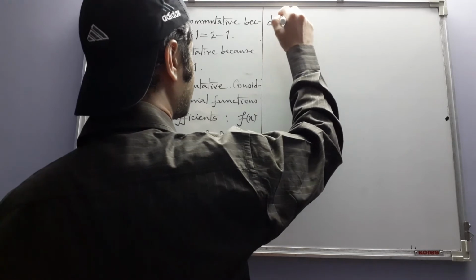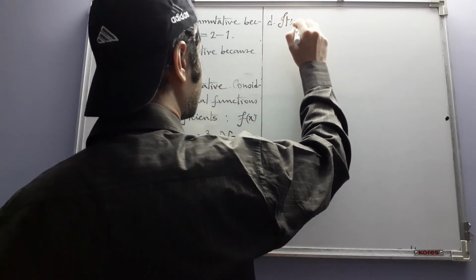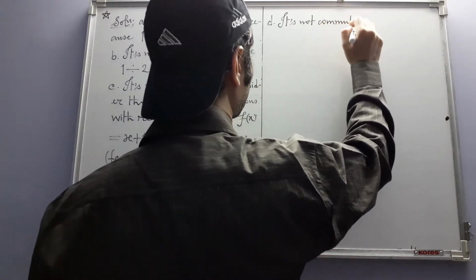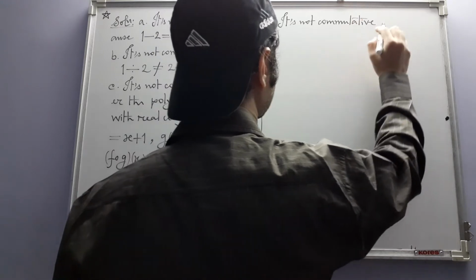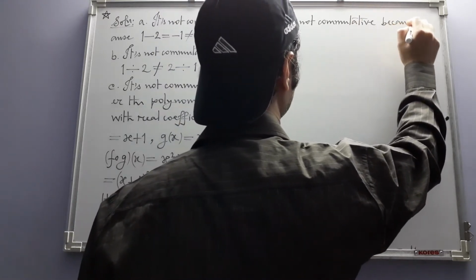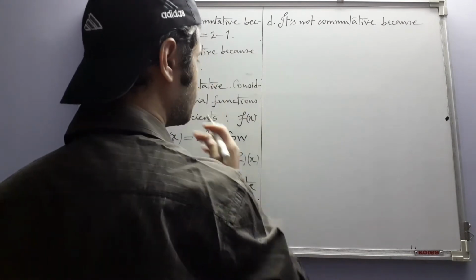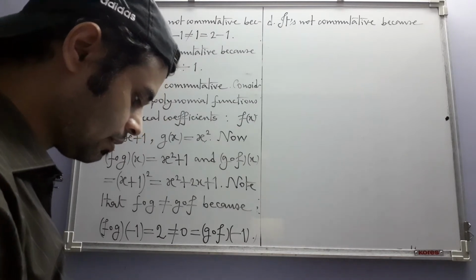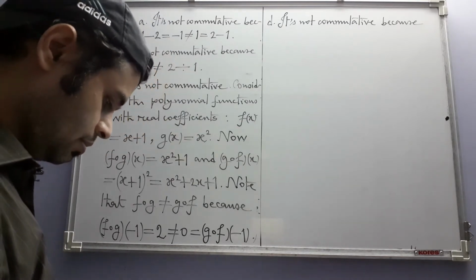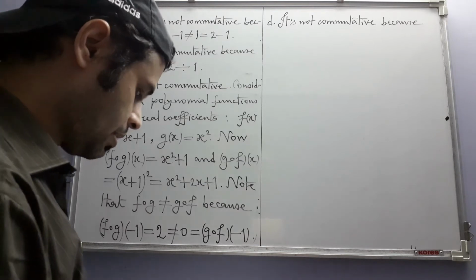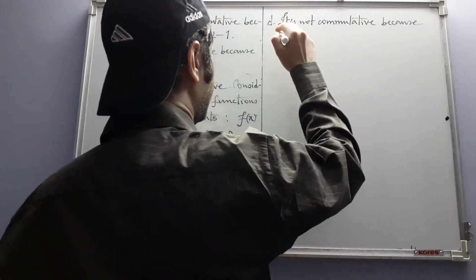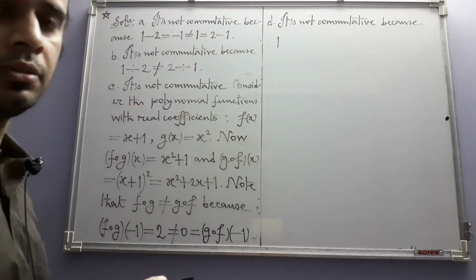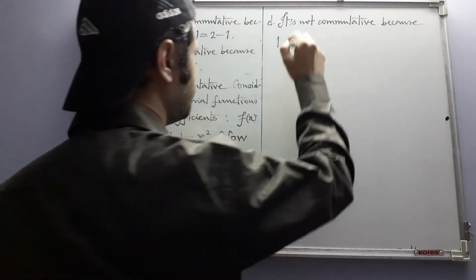D. It's not commutative because let us take two 2 by 2 matrices. I have taken two 2 by 2 matrices here, but you can take any arbitrary 2 by 2 matrices. Most likely they will not commute with each other.